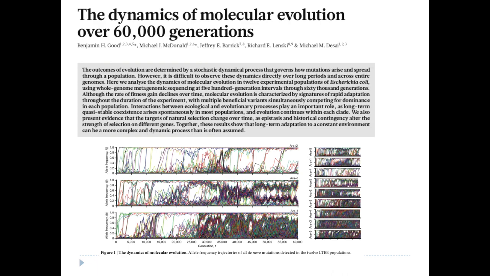And as I say, this study is still ongoing. This is a paper, I think from earlier this year, where they're now looking at the dynamics of molecular evolution over 60,000 generations. These figures show the changes in allele frequency, the trajectories of these alleles over all these different generations. You can see in each of the 12 different populations a very different picture. So it's clear that evolution isn't entirely predictable. There is a degree of randomness, not just in the making of the mutations, but in what gets selected for, which population wins out in a particular situation over time.